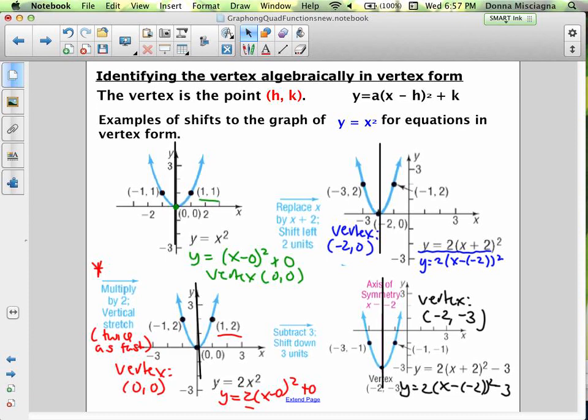Okay? We're going to be working with graphing using our vertex, our x and y intercepts. In the future, though, we'll also use something called transformations to graph quadratic functions. And so here I just gave you a little exposure to it as we're looking at the vertexes of our equations in vertex form.